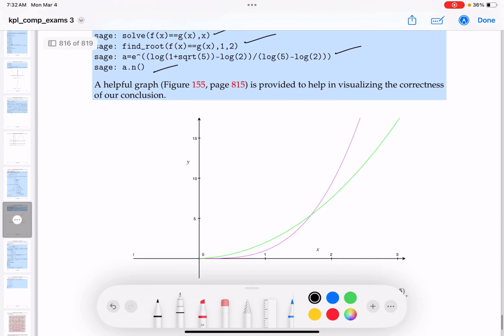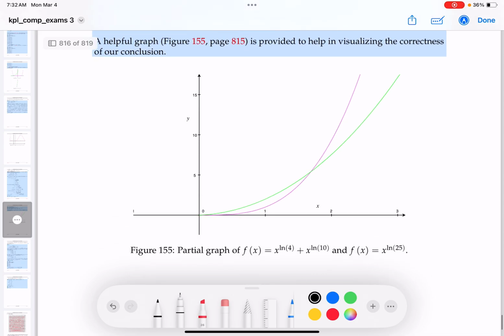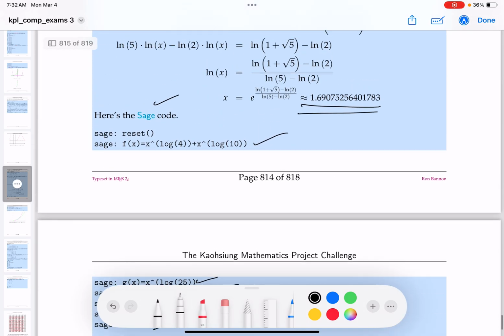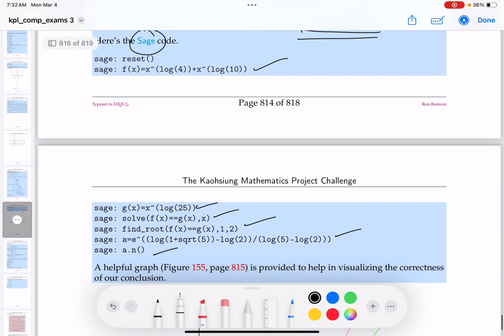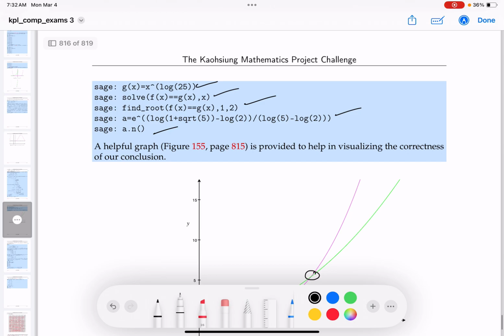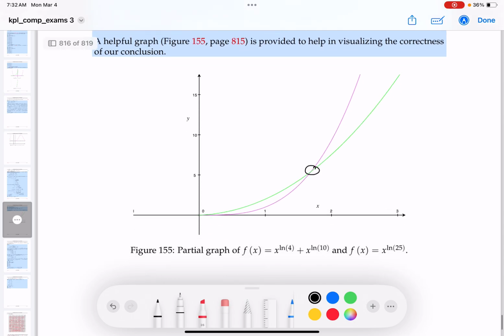So I also want to put a helpful graph. And what I do, I graph both the left and right-hand side. And I do see them intersecting at a point, by the way. What point do I see them intersecting at? I see them intersecting at this x value, all right? Again, I will post the Sage code for that. And I think the graph is pretty self-explanatory.